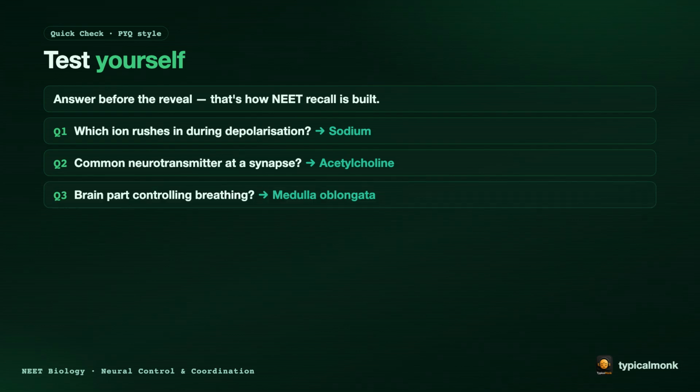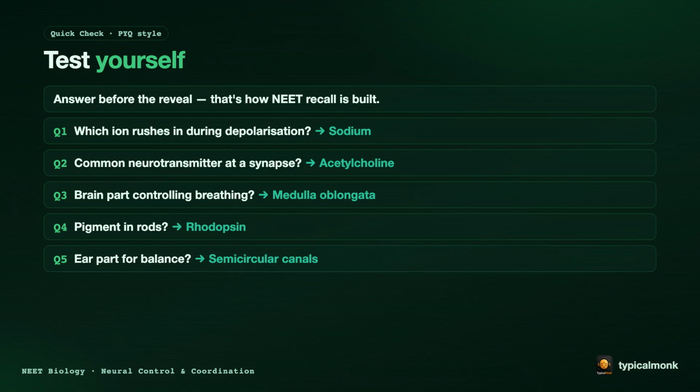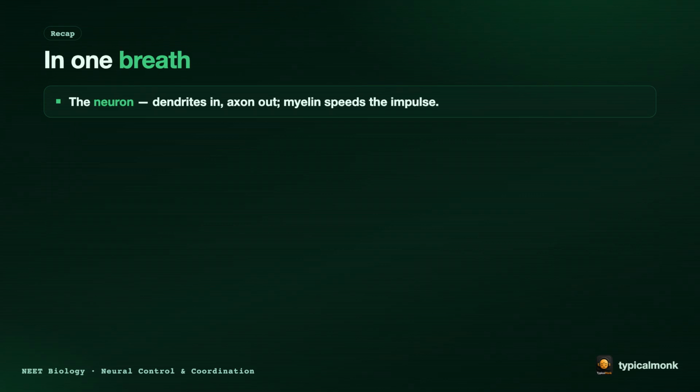Question 3. Which brain part controls breathing? The medulla oblongata. Question 4. The pigment in rods, rhodopsin. Question 5. Which ear part handles balance? The semicircular canals.